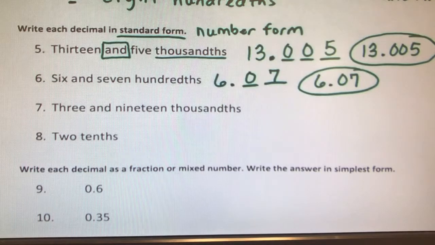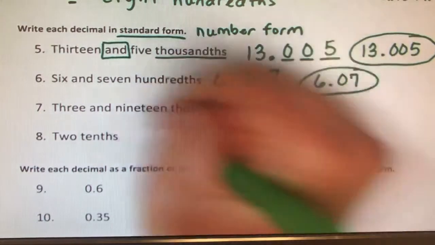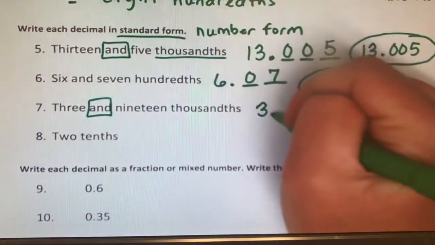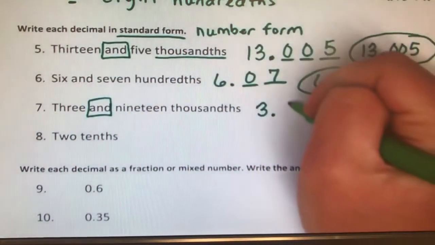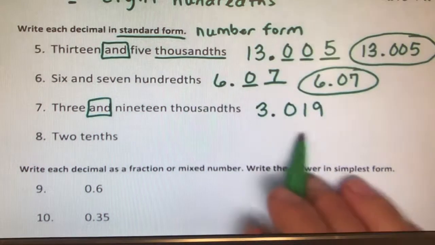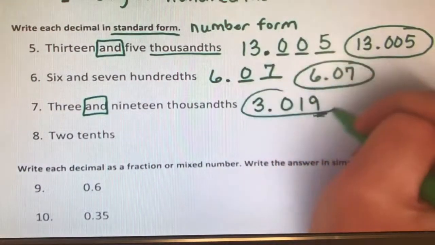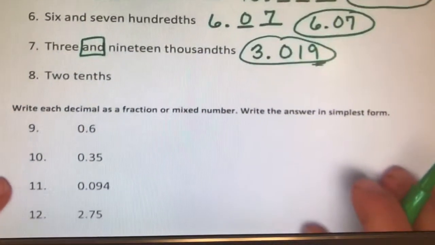Number 7, 3 and 19 thousandths. So 3 is my whole number, and then the decimal, 19 thousandths, so I need the 19 to end in the thousandths place, or the last digit to be in the thousandths place. 3.019.